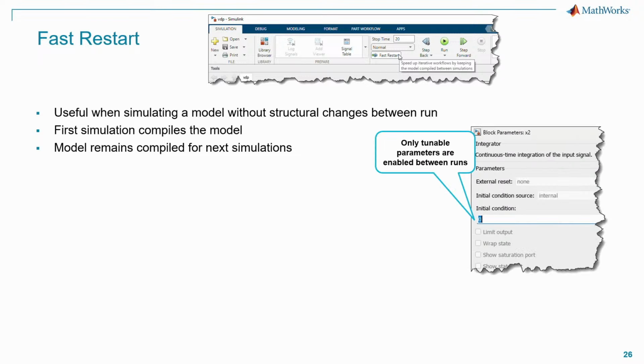The way we're able to do this is that while fast restart is on, you won't be able to make structural changes to your model, so you won't be able to do things such as add or remove blocks. If you open up certain blocks, most of the parameters you'll be able to change, but you'll notice that some parameters you won't be able to change, as you see grayed out here.